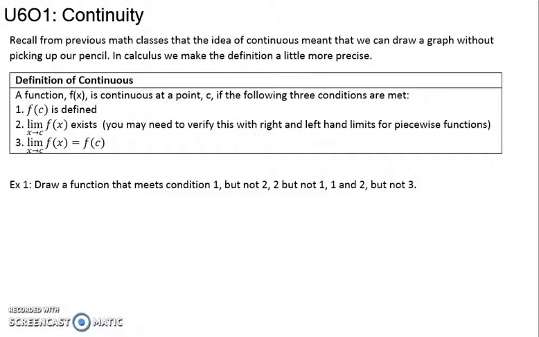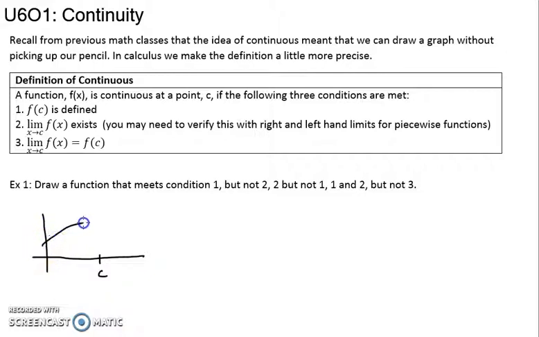So to illustrate everything, we can look at example 1. It says draw a function that meets condition 1 but not condition 2. Then another function that meets condition 2 but not 1. And then another one that meets 1 and 2 but not 3. So if we look at just a random function, at some point C, f of C is defined, so it meets condition 1 but not 2. So the limit doesn't exist at C.